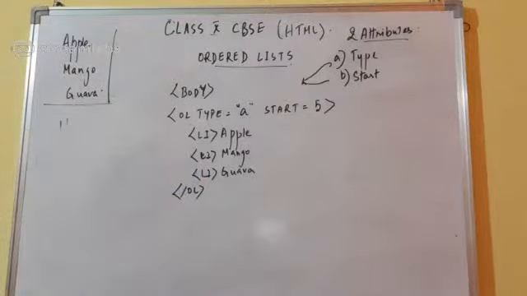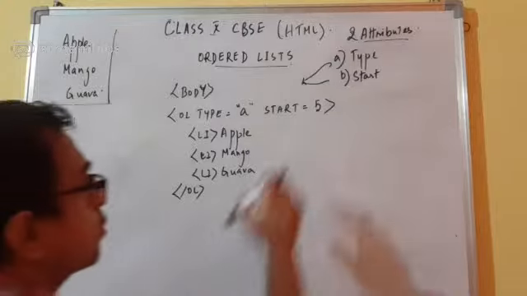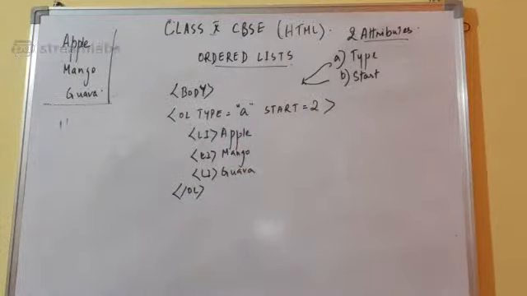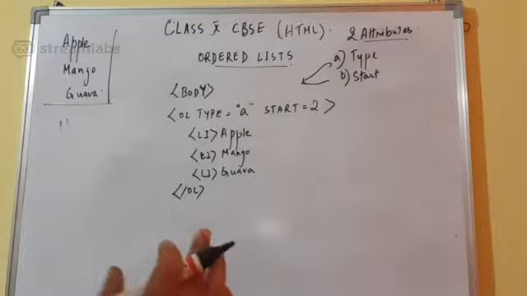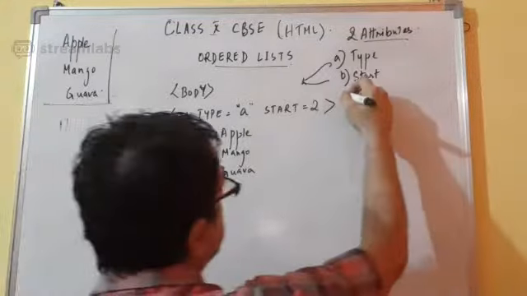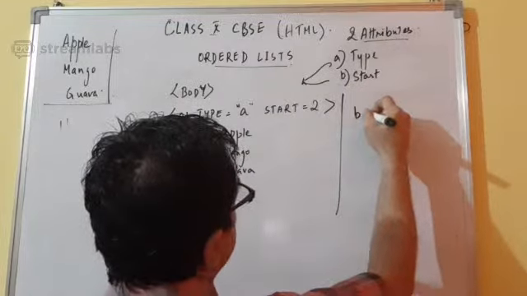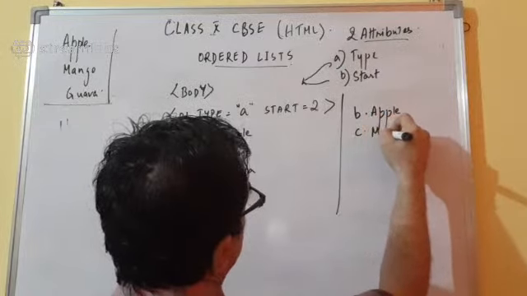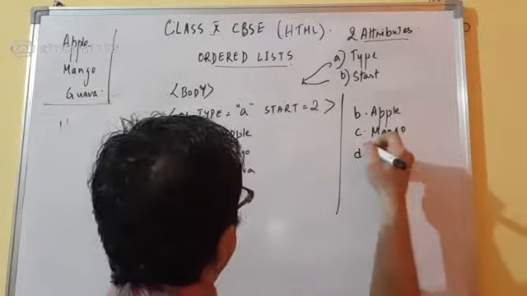So what do you think my start will be doing? Start equal to 5 I have written. Or if I write here start equal to 2, this is not compulsory, not mandatory. You can use it or omit it. But if it's used this way, what will be the output? Start equal to 2 means the output will be something like this: B apple, C mango, and D will be your guava.